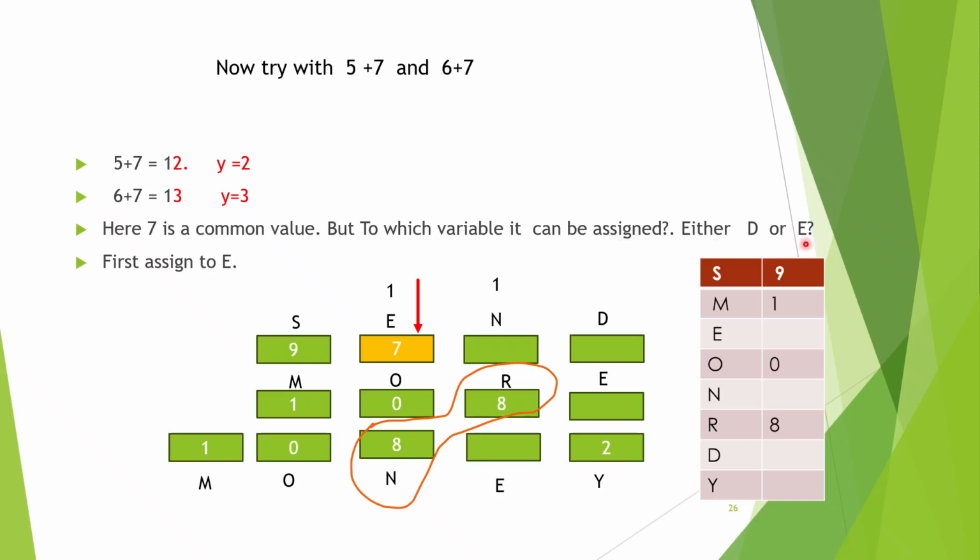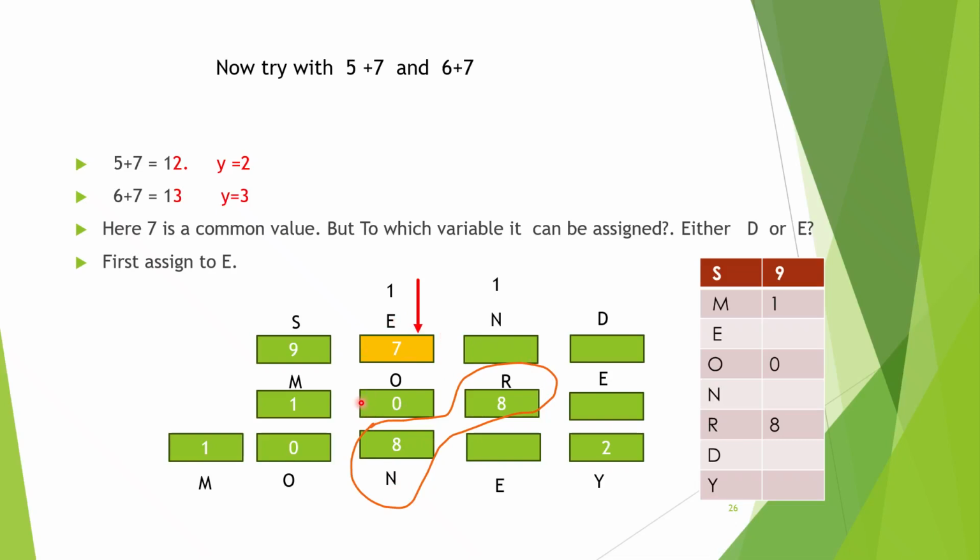D or E. Okay, first we assign 7 to E. So 1 plus 7 equals 8. Here the problem is we have 1 plus 7 equal to 8, but the number 8 is already assigned to R. For R we have already assigned the value 8. So this one is wrong. We cannot assign 7 to E.